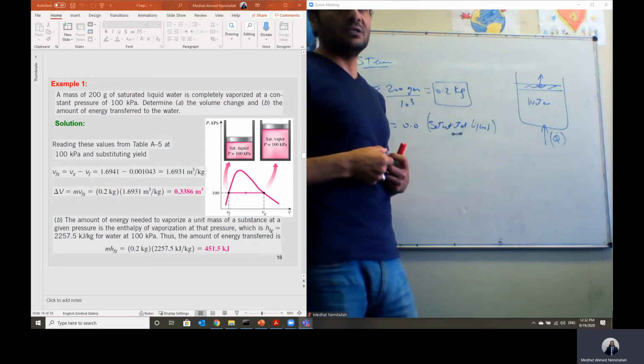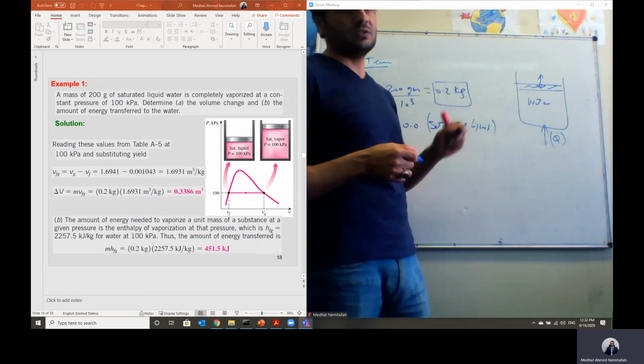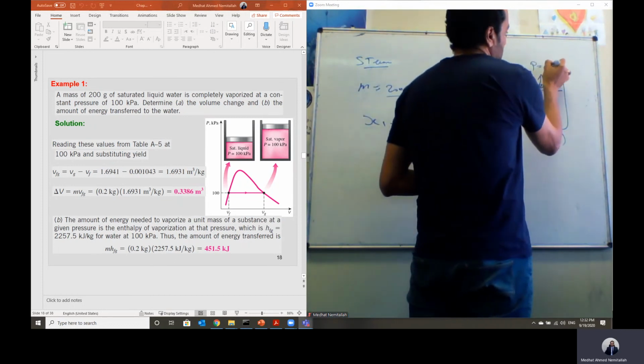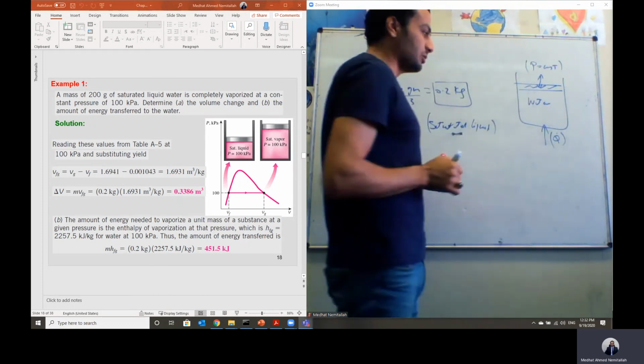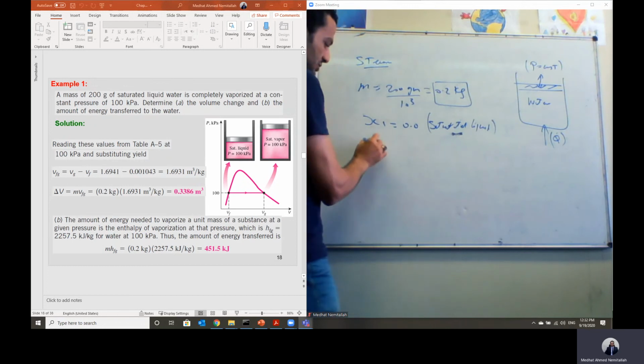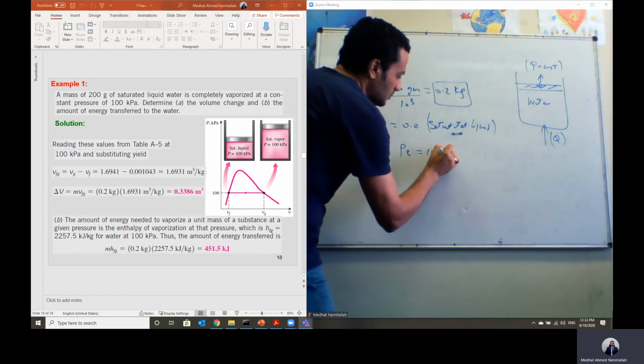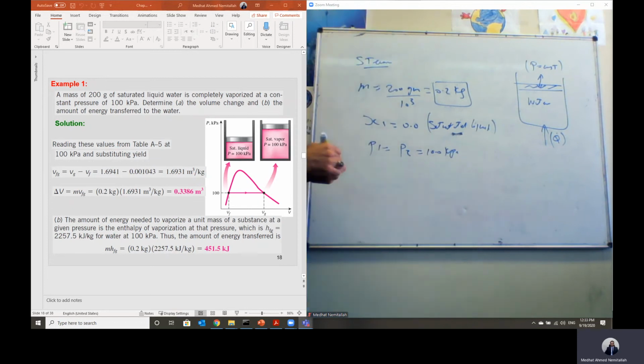He may not tell you directly that the pressure is constant, but if he told you that the piston is free to move, free movement of the piston means the pressure would remain constant. So the pressure P1, which is the same as P2, is equal to 100 kilopascal.